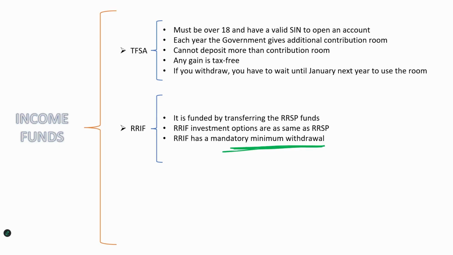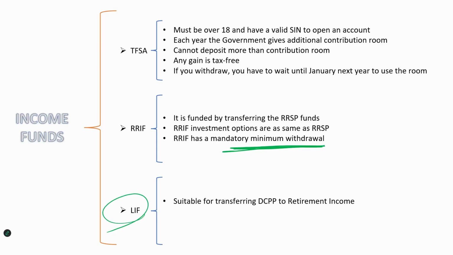There is a chart and a table in the book when you search RRIF that gives you exactly, based on your age, what percentage at least you have to take out. So that's really important. LIF, Life Income Fund, is suitable for transferring DCPP to retirement income. I'm just telling you guys so you can memorize this. Money can stay until age 90. All right. So you can have that money until age 90.